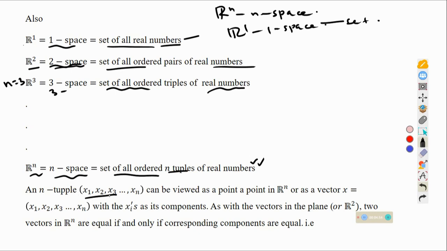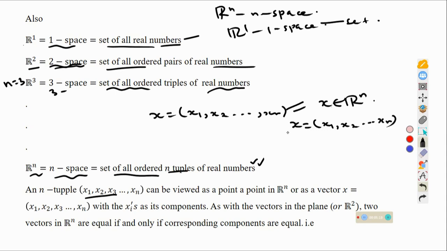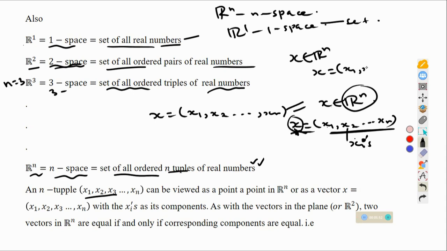When we talk about an n tuple, we are talking about x1, x2 running up to xn. This can be viewed as a point or simply as a vector. When you say x is equal to that, it means our x is an element from Rn. And if x is an element from Rn, then x is the same as x1, x2 up to xn. So we can simply view this as a vector or as a point, where these xi's are simply the components of this x. These are the ones that make up the x, because x is an element of R to the power n, which means x has components x1, x2, up to xn.